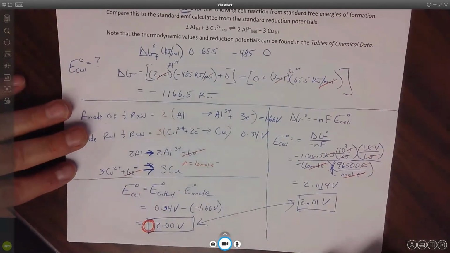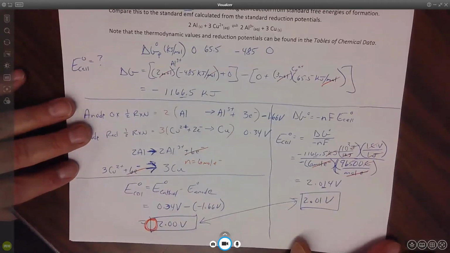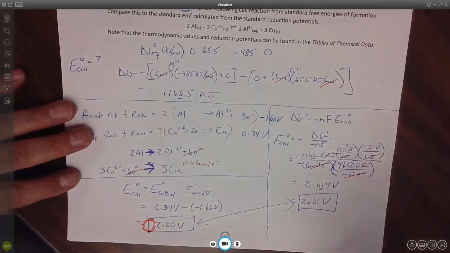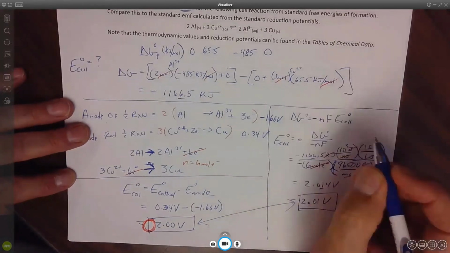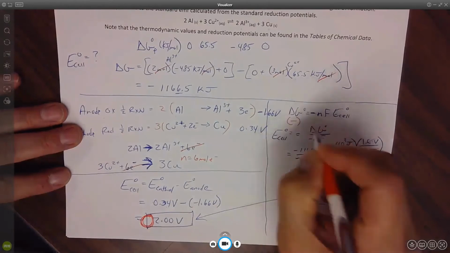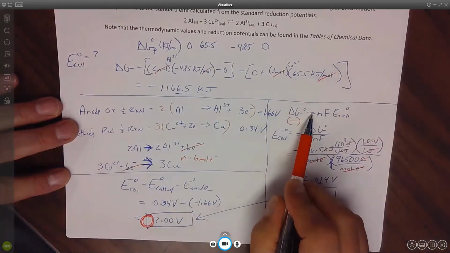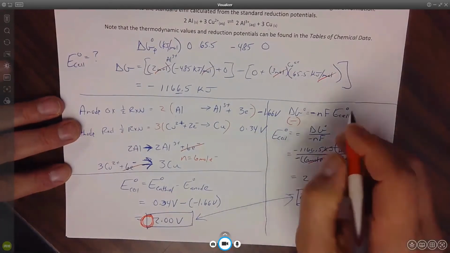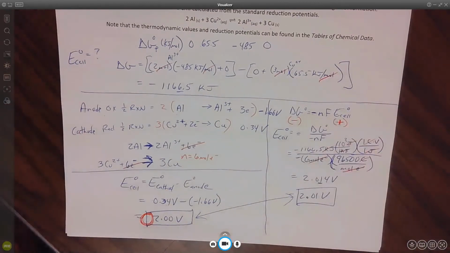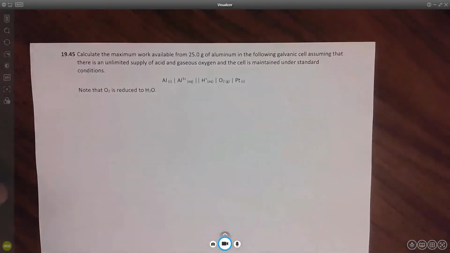Wait, did you say non-spontaneous would be negative? Yeah, negative, right? Look at the equation. This is the perfect time to look at that. We know delta G has to be negative to be spontaneous. So if delta G needs to be negative and there's a negative in this equation, that means E cell has to be positive to be spontaneous. Does that make sense?